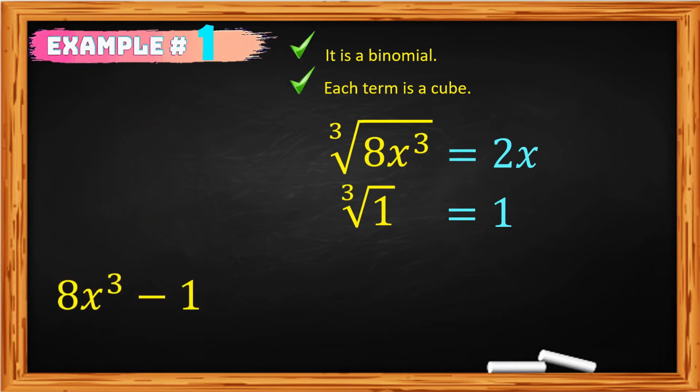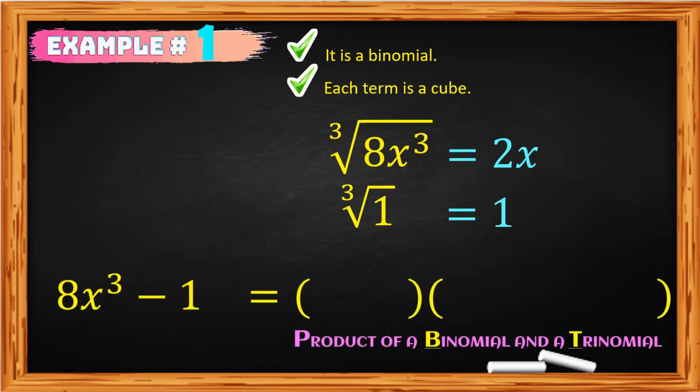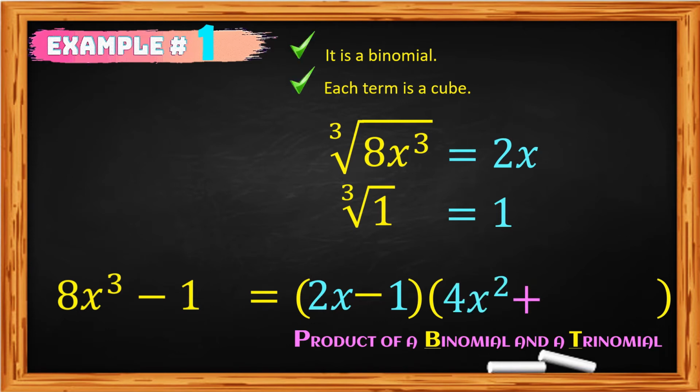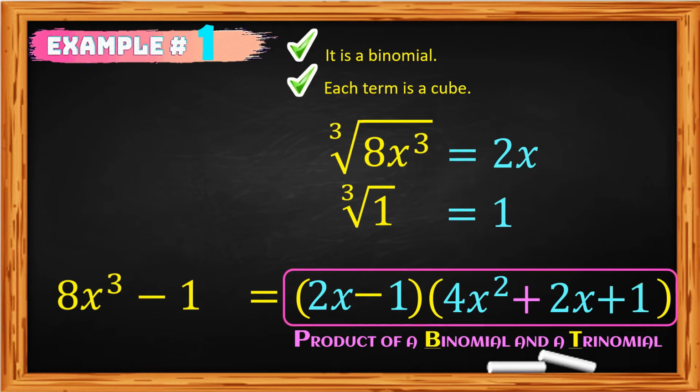So we can write the factored form as the product of a binomial and a trinomial. For the first term, we have 2x. For the second term of the binomial factor, we have 1. Then we keep the operation minus. For the first term of the trinomial, we're going to square 2x. We have 4x squared. Then the opposite of minus is plus. Multiply the first and the last, 2x times 1, we have 2x. Then square the last term, 1 times 1, we have 1. So we have the quantity of 2x minus 1 times the quantity of 4x squared plus 2x plus 1.